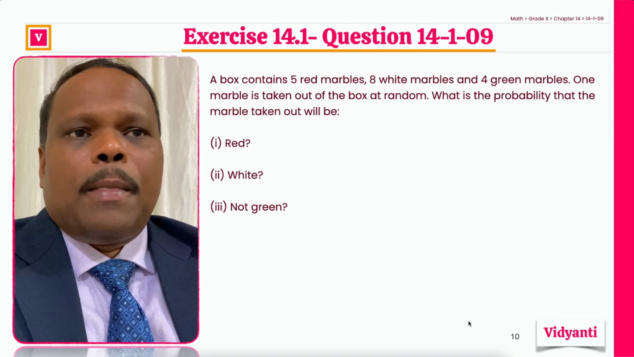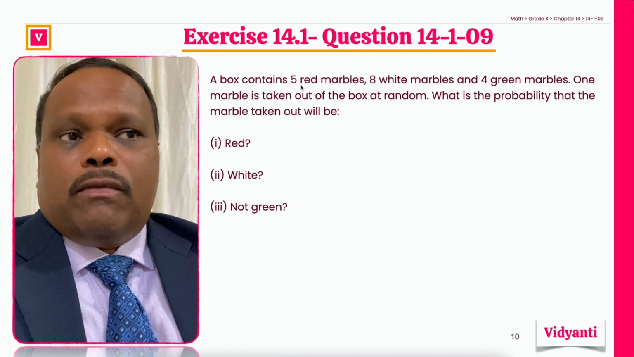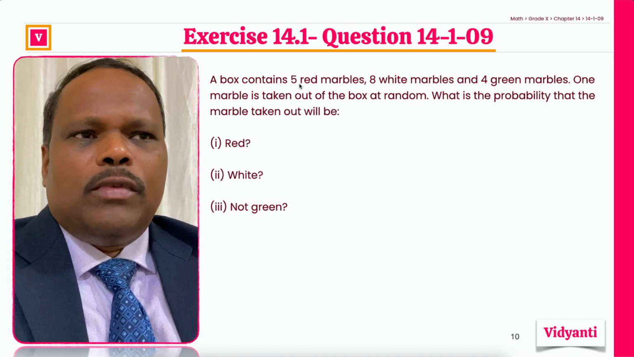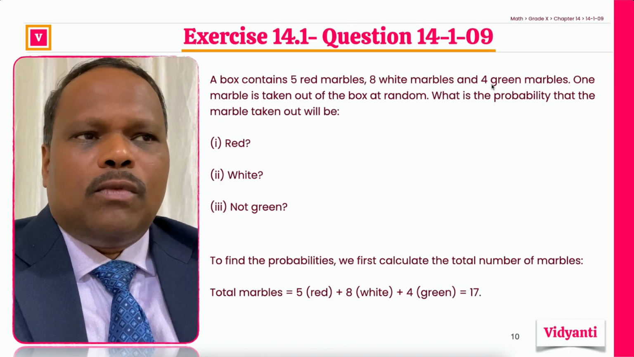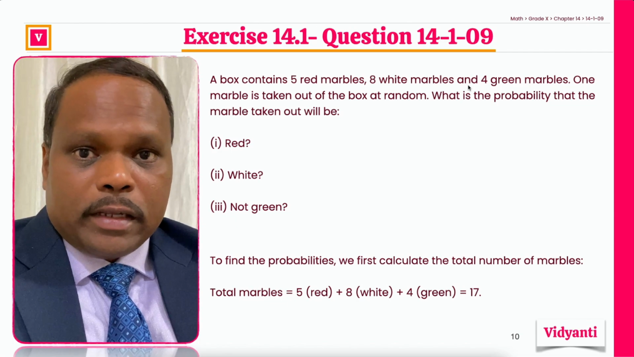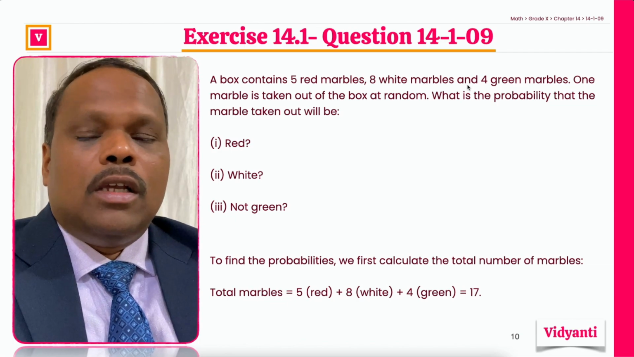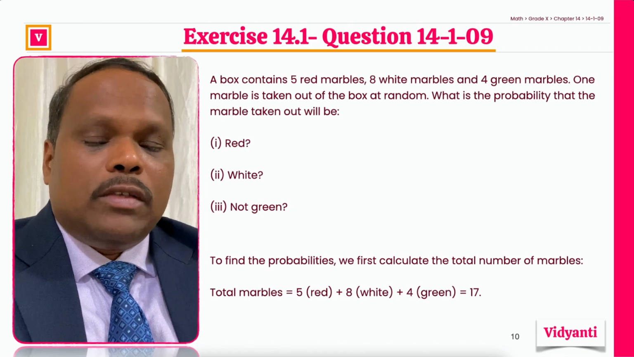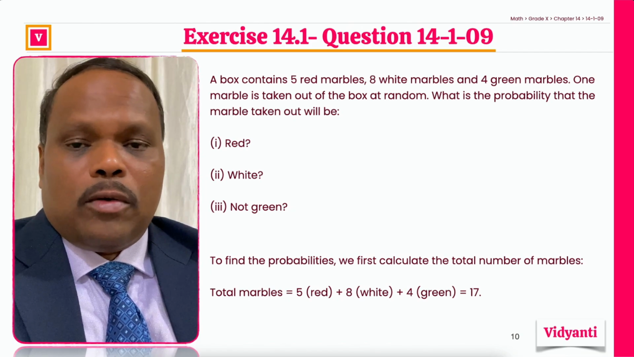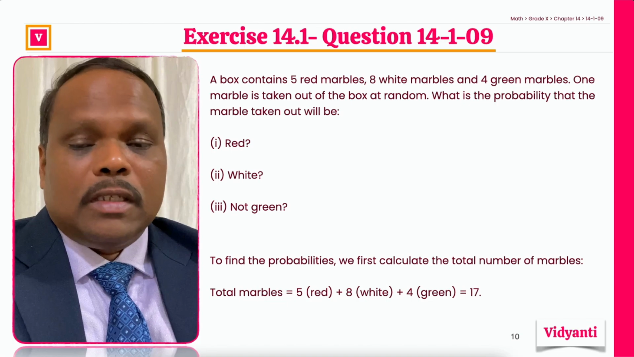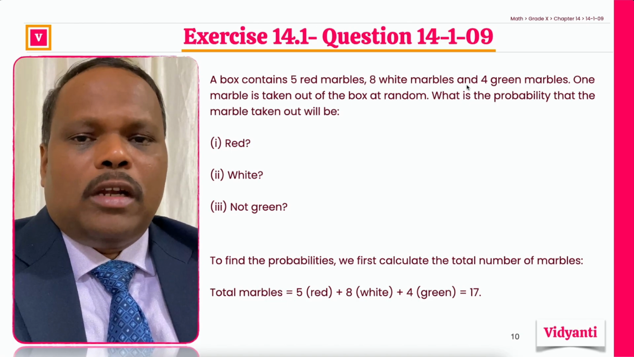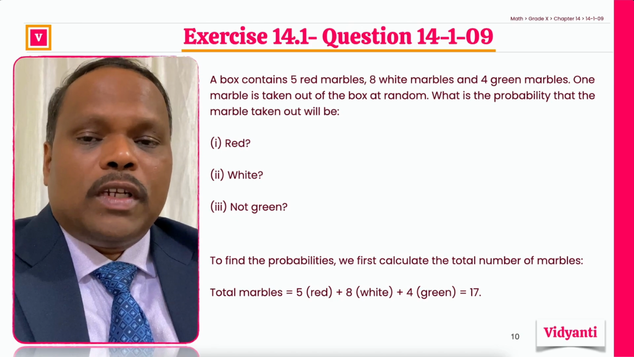So let's begin. A box contains 5 red marbles, 8 white marbles and 4 green marbles. Altogether we have 5 plus 8 plus 4, that comes out to be 17. So there are 17 possible ways we can draw a single marble out of it. So the sample space is 17, the denominator will be 17 and the numerator will keep on changing depending upon which question you are solving.